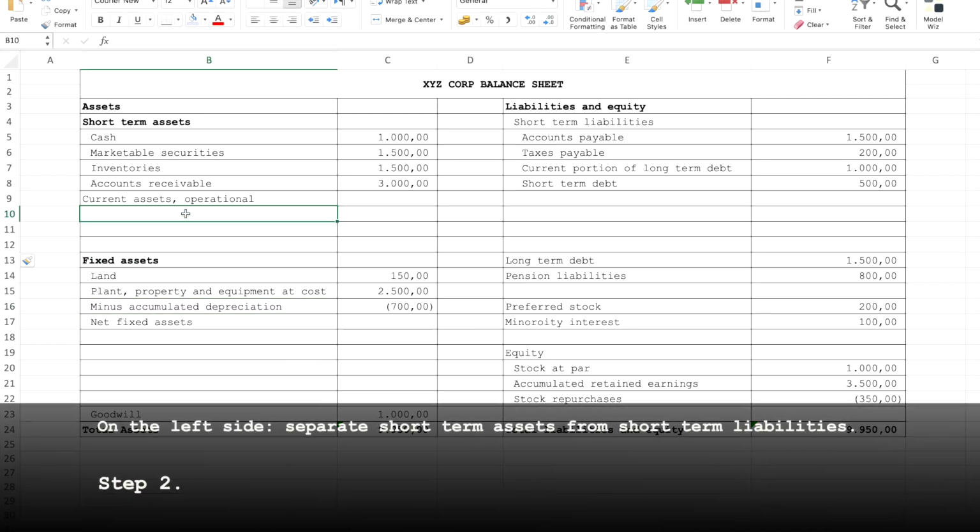The second step is to separate short-term assets from short-term liabilities.